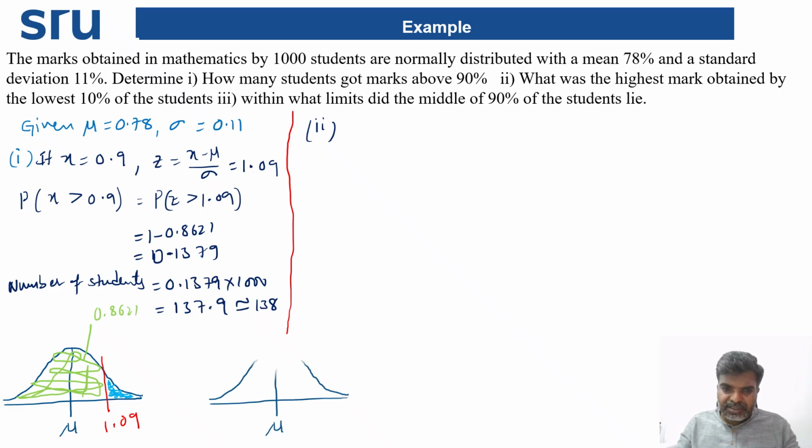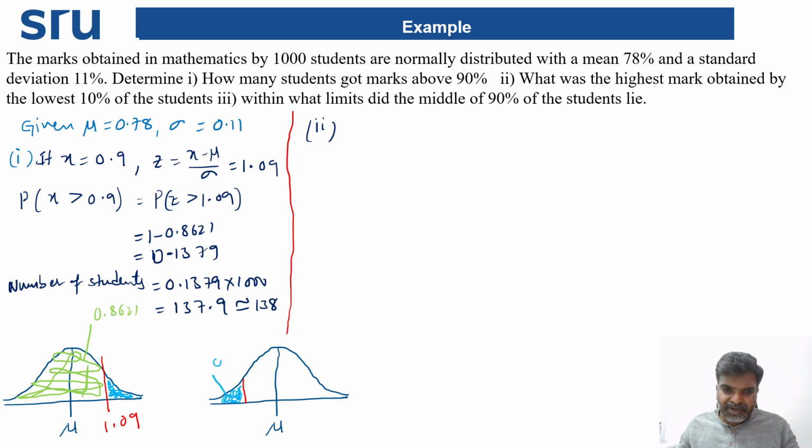I will show the figure here. Now look here. What was the highest mark obtained by the lowest 10%? Lowest 10% means I have to take the 10% of the students on the left side. Okay, already clearly mentioned, lowest 10% students. So I have to consider that area on the left side. This is the lowest 10% of students.